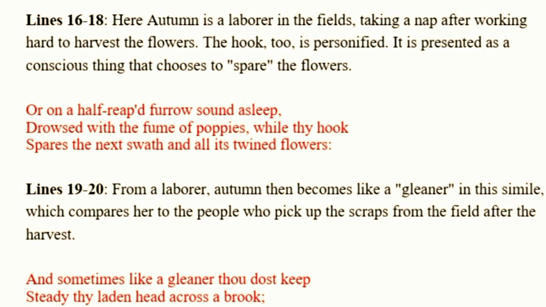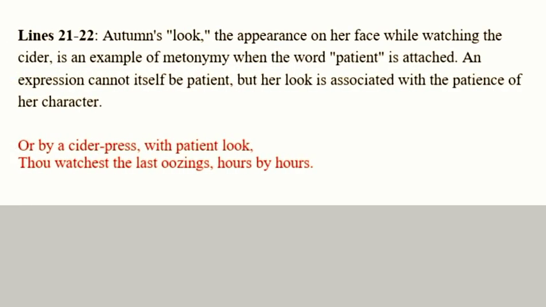Now look at lines 19 and 20. The lines are: and sometimes like a gleaner thou dost keep steady thy laden head across a brook. Here, from a laborer, autumn becomes a gleaner. In this simile, she is compared to the people who pick up the scraps from the field after the harvest. Look at lines 21 and 22.